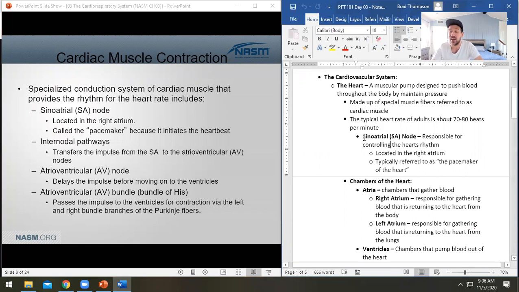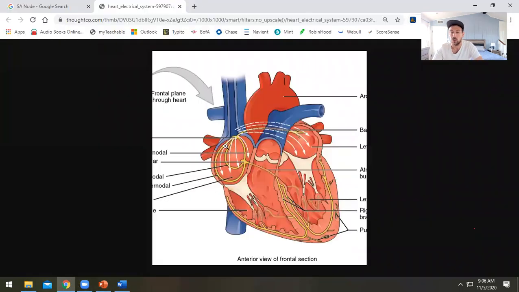So that is your sinoatrial node. Now we have a name for this that's a nickname. Like I said, this is responsible for controlling the rhythm of the heart. We will typically refer to this as the pacemaker of the heart. And this is located in your right atrium.